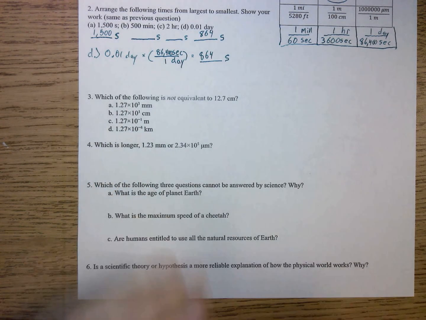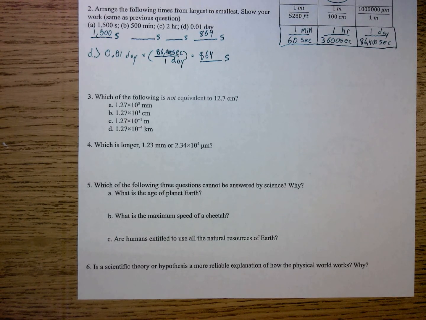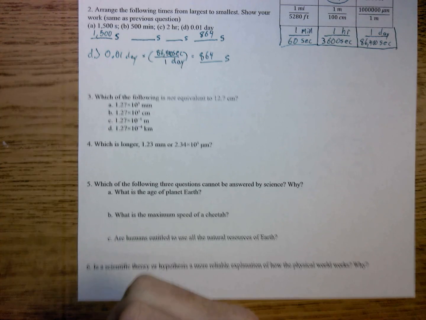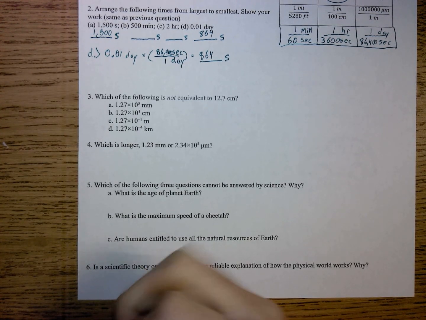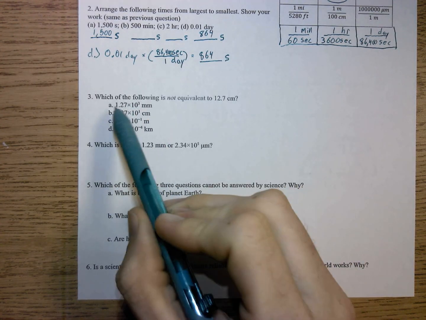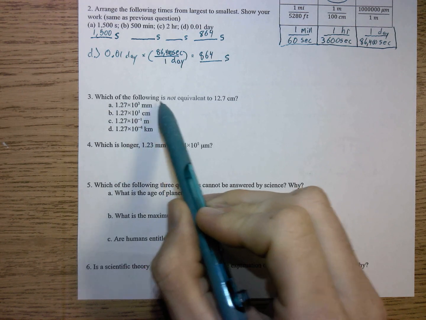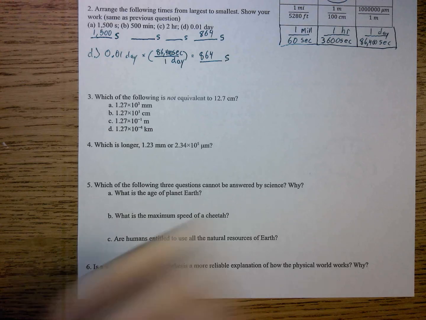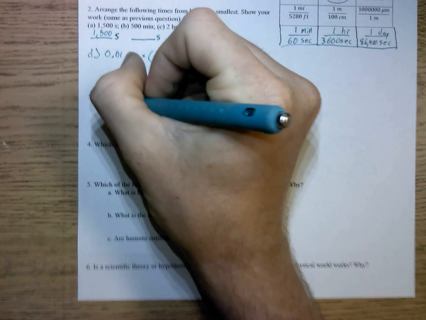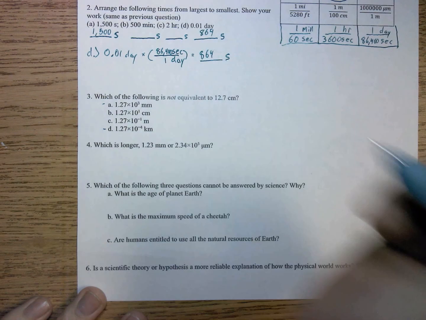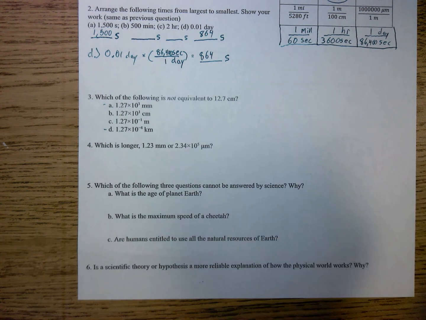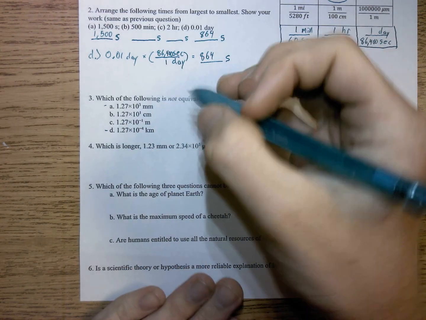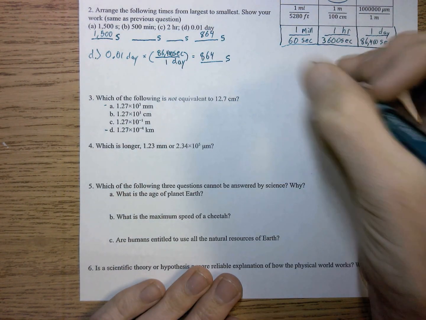I'm going to move on down to number 3. On number 3, I once more asked, which one do y'all want to see? I'll show y'all one. It wants us to find out which of the following is not equivalent to 12.7 centimeters. One of my classes picked A, and the other class picked D. So I'll flip a coin, I'll go with D, right?